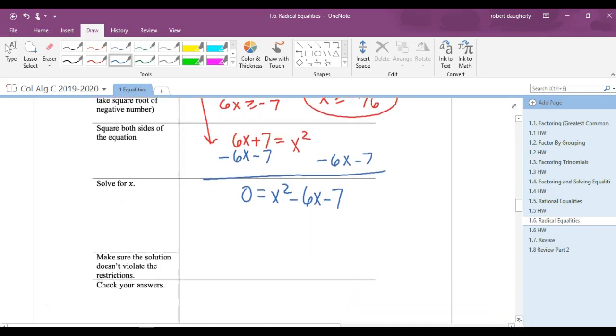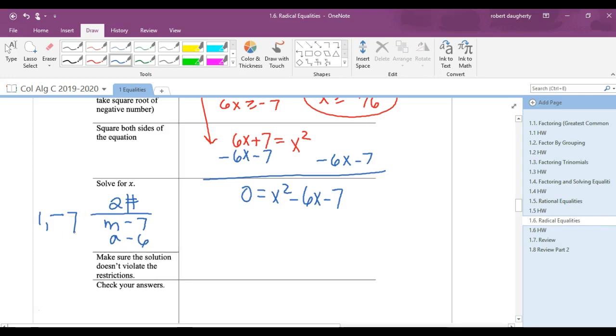How do I factor that? I look for two numbers that multiply to negative 7 and add to negative 6. This is why we spend a lot of time factoring, because factoring just pops up in the course of solving this problem. What numbers will do this? 1 and negative 7, right?